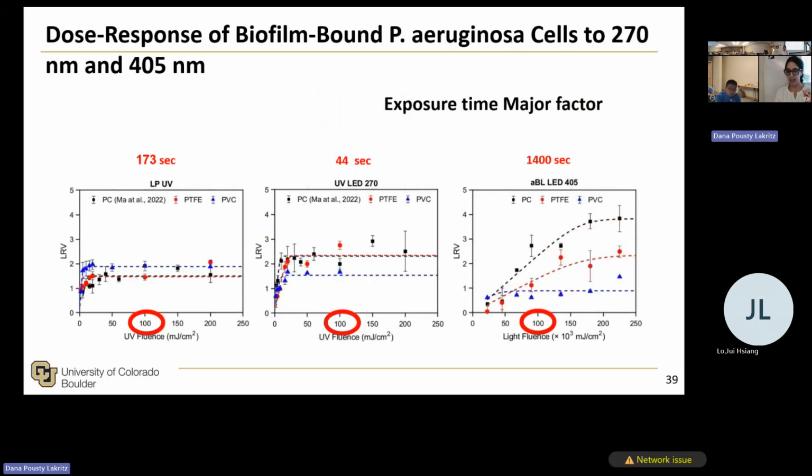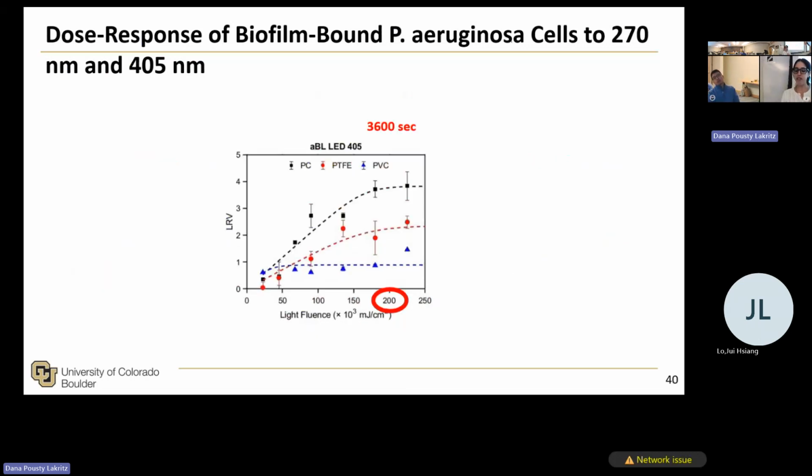that you need to understand: the exposure time. You can see the different exposure times. In order to reach 2 log reduction here at 270, we need to irradiate 44 seconds, but with the 405 nanometer, it took much longer. To achieve 4 log reduction, we need to irradiate around an hour, which is a lot.